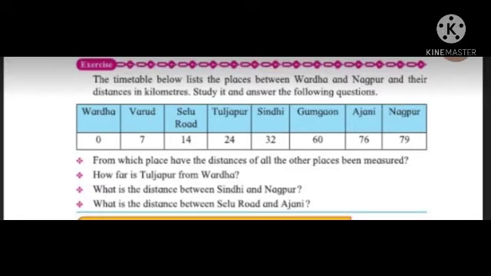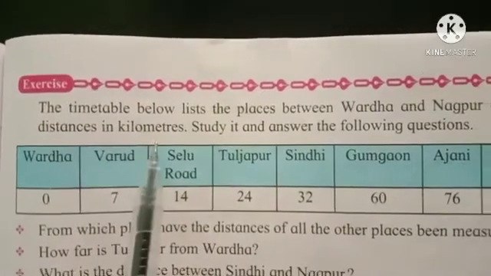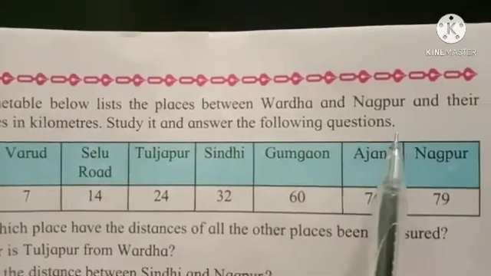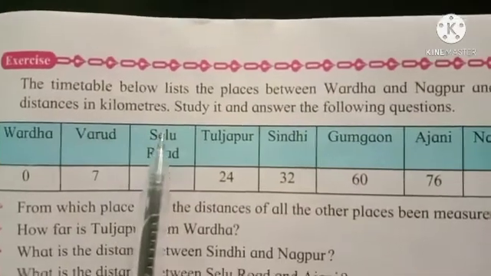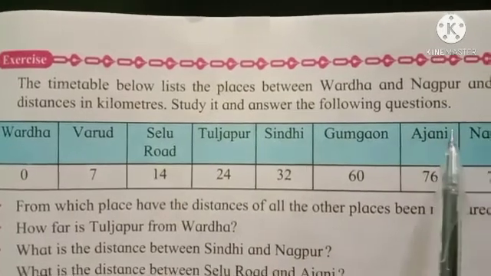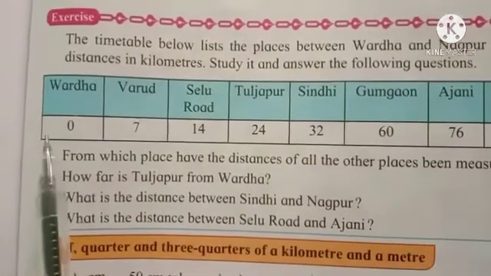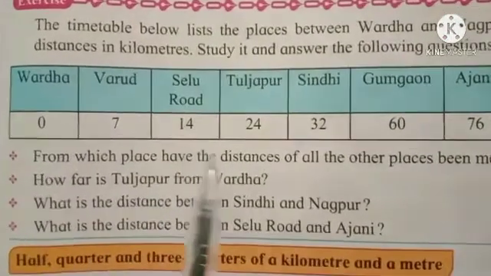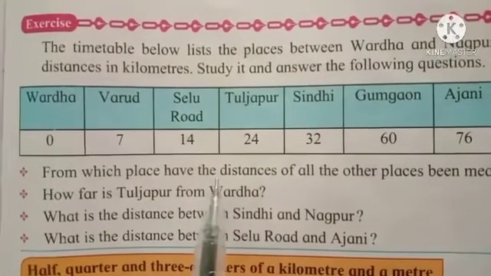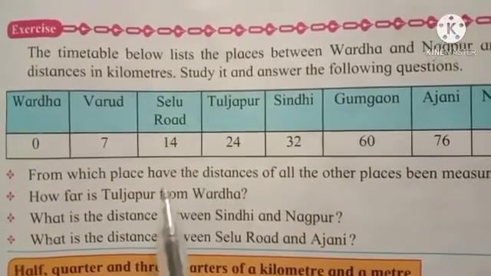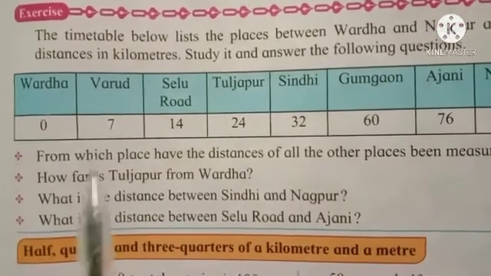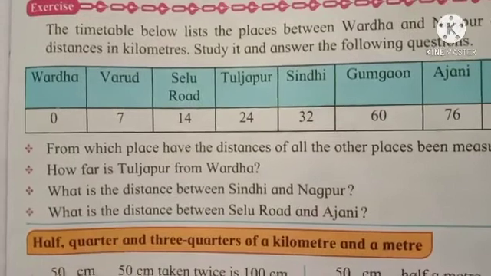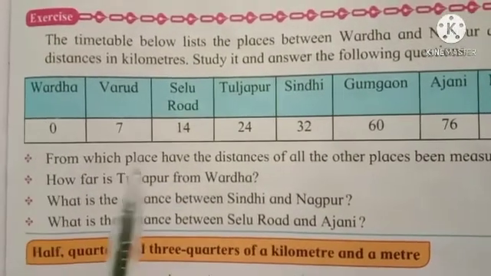Now we'll see the examples on kilometers and how to find out the distances in kilometers between two places. The question is: the timetable below lists the places between Wardha and Nagpur and the distances in kilometers. Study it and answer the following questions. So here is given a table of different places, and the distances in kilometers are also given. We have to study this timetable and answer the following questions. We will write the answers of these questions in the notebook, and we have to observe this table from the textbook.